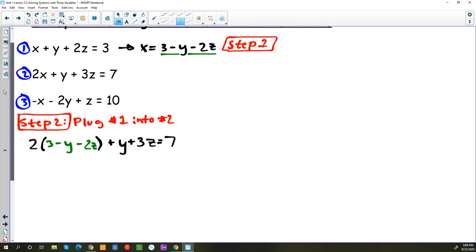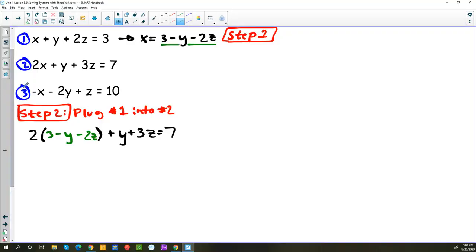From there, we're going to simplify this as much as we can, and then we have to move on to step number 3. As you're working on simplifying this, you're not going to get an answer right away. We're just going to have a simplified equation. We're going to distribute the 2. After we distribute the 2, we're going to get 6 minus 2y minus 4z plus y plus 3z is equal to 7.